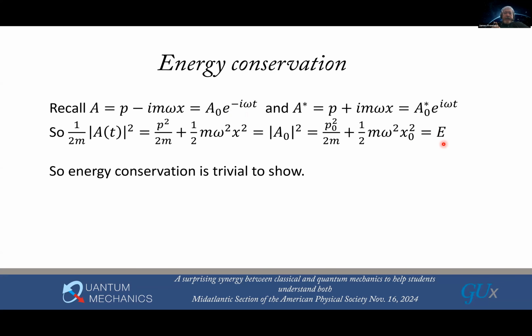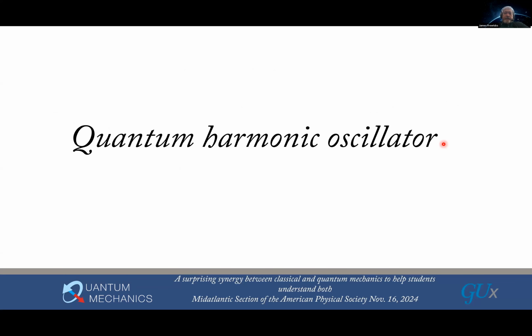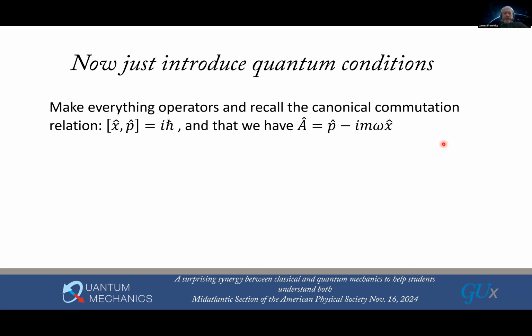But there's more. Now we actually can make a connection with quantum mechanics. And this is what Born and Jordan did in their 1930 papers. So let's talk about the quantum harmonic oscillator. How do we introduce quantum mechanics? Well, we have to introduce the canonical commutation relation between x and p. So commutator of x with p is i h bar. We're going to just make A into an operator by elevating P to an operator and X to an operator. That's the most natural thing to do.